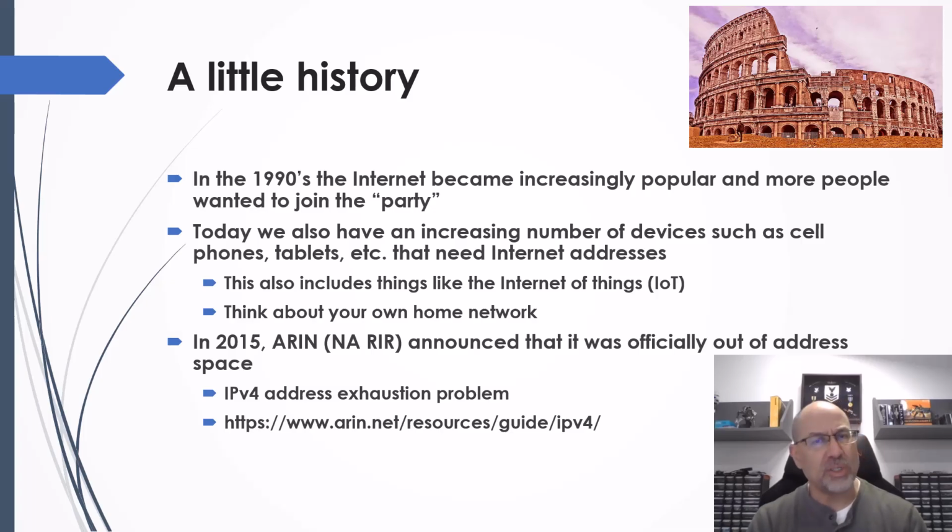There were some emergency addresses left over, but there were no more classes of address to be given out, and no more big chunks of address space to be given out. So they have an article out there that talks about the IPv4 address exhaustion problem, and this is referenced in the chapter as well. And there's the link for it, but you can just go out to arin.net and read about how they ran out of addresses. And this is not just the North American RIR, all of them were having the same problem.